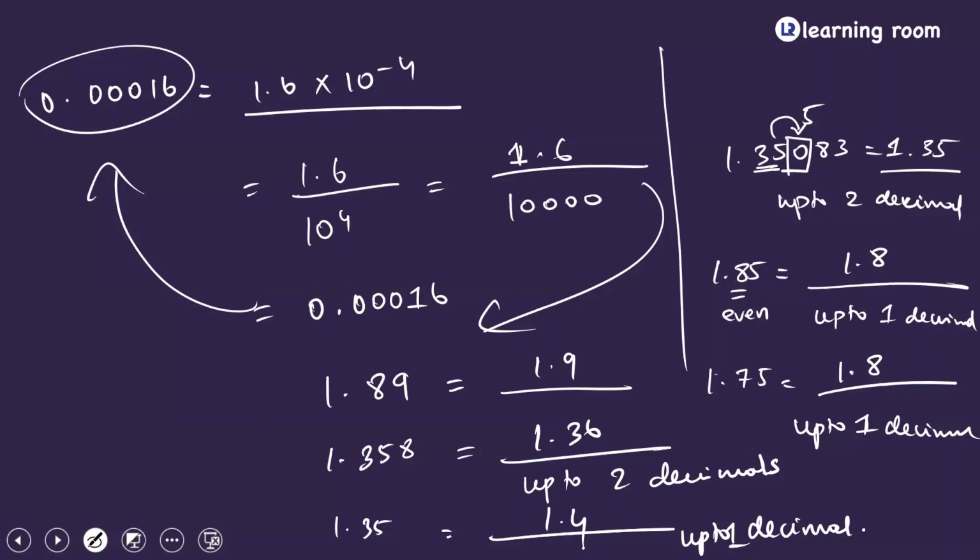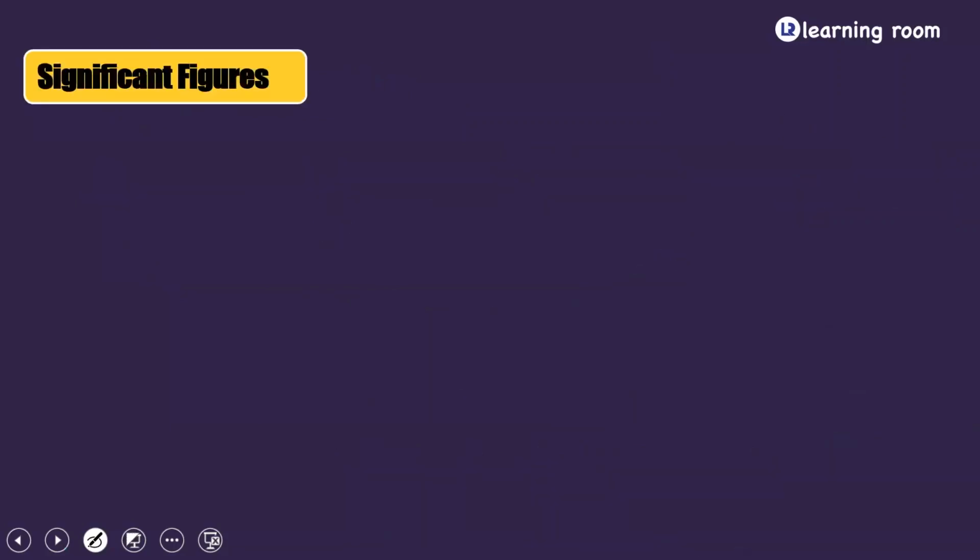Precision and accuracy are done. So next thing is significant figures. So significant figures, how do we understand? How do we learn? What are significant figures?